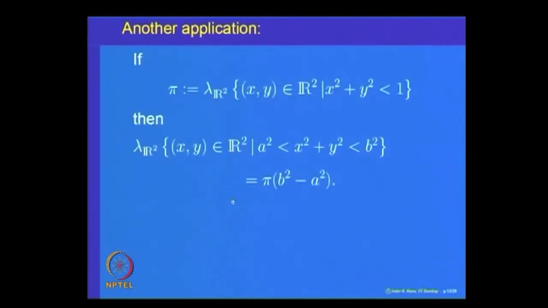Let us look at another application of this formula, how the linear transformation changes measure. So, let us look at the Lebesgue measure of the unit circle, the area of the region enclosed by the unit circle. So, the Lebesgue measure of all vectors x comma y in R 2 such that x square plus y square is less than 1. So, let us look at that. Let us call the Lebesgue measure of this equal to a number pi. We are not assuming anything about pi. We are just saying that the Lebesgue measure of this unit circle is a finite quantity. So, let us see why it is finite.